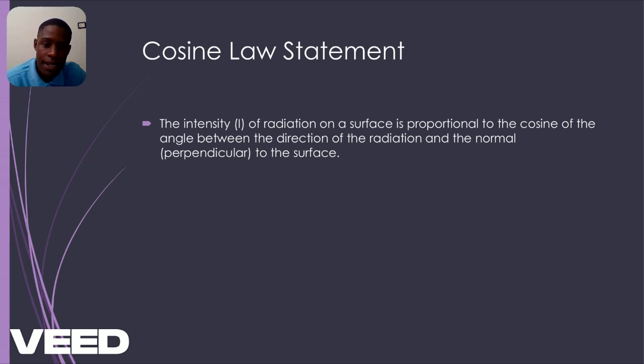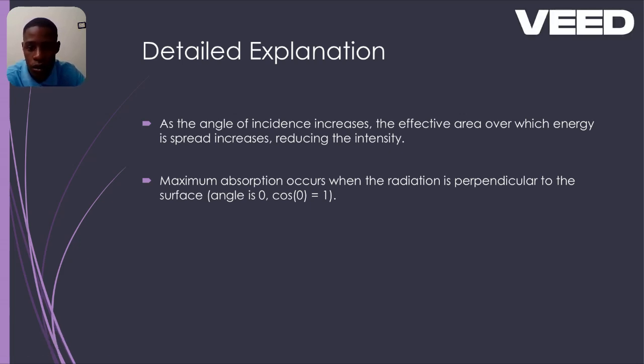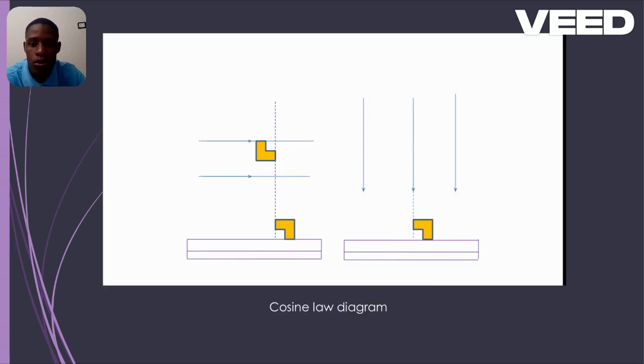It says the intensity of radiation on a surface is proportional to the cosine of the angle between the direction of the radiation and the normal, perpendicular to the surface. So as the angle of incidence increases, the effective area over which energy is spread increases, reducing the intensity. So the maximum absorption occurs when the radiation is perpendicular to the surface. That is, when the angle is zero, cos zero is equal to one. So that means maximum absorption will be there.